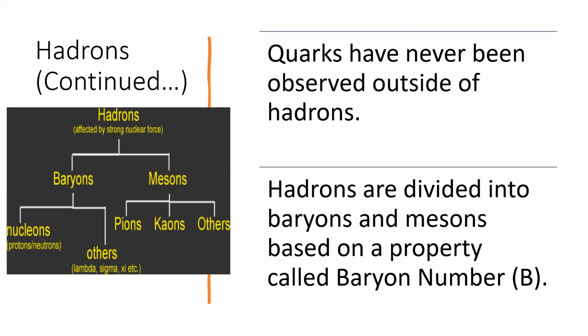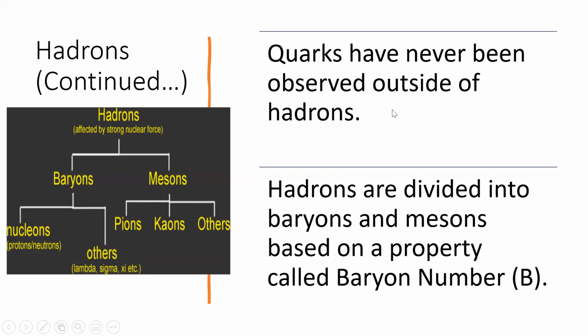Hadrons continued. Hadrons are affected by the strong nuclear force. They can be further divided into baryons and mesons. Examples of baryons are nucleons, that is protons and neutrons, and there are some other baryons as well, like lambda, sigma, xi, etc. Mesons consist of only 2 quarks. Examples are pions, kaons, and others.